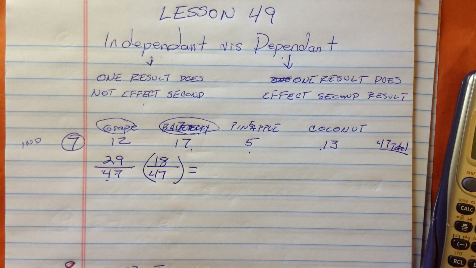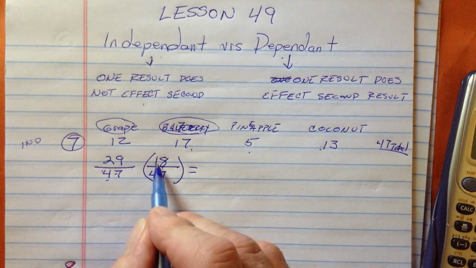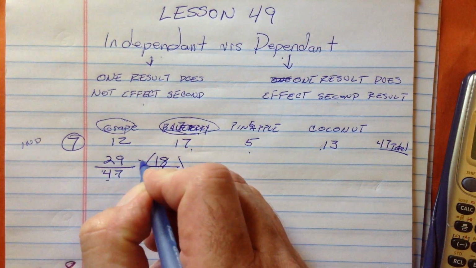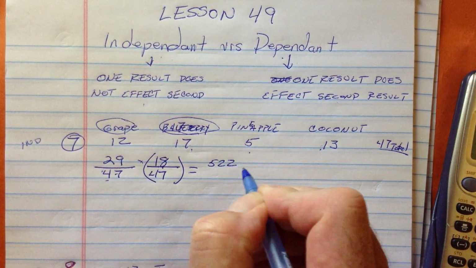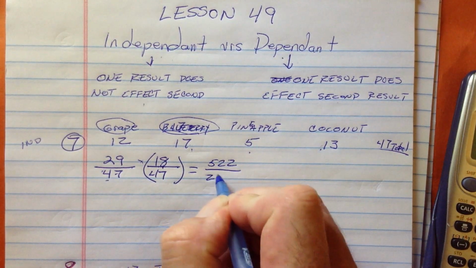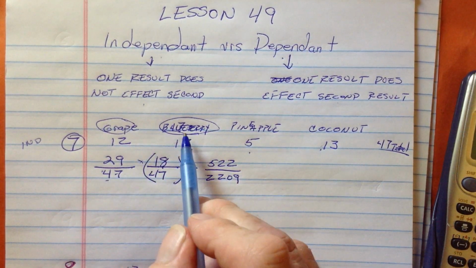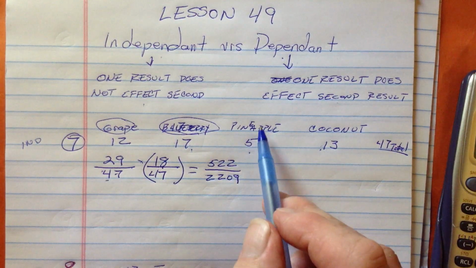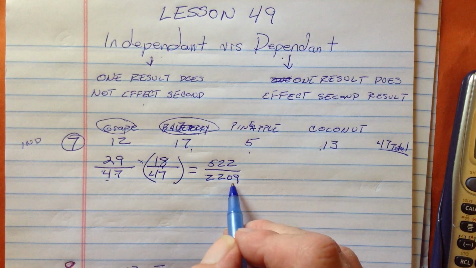Oh shoot, I might have to do it on the calculator. Here it is. Okay, number 7 here. You go 29 times 18, that'll be 522. And then I go 47 times 47, that'll be 2,209. So the probability of pulling a grape and a blueberry on the first one, then putting it back in, and a pineapple or a coconut, is 522 out of 2,209.